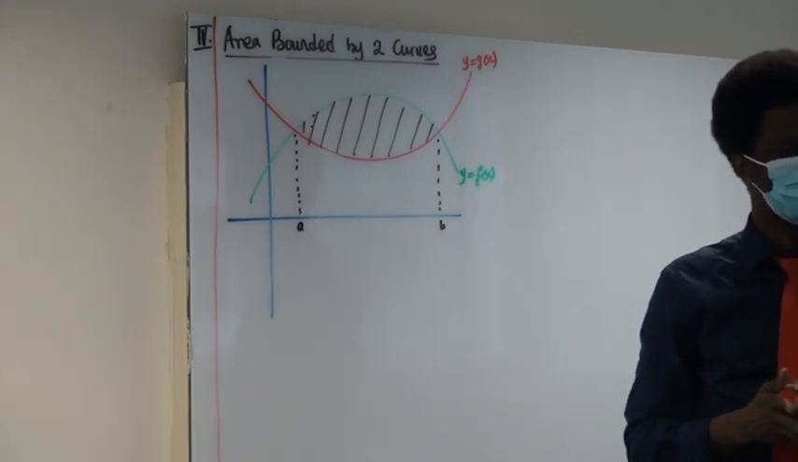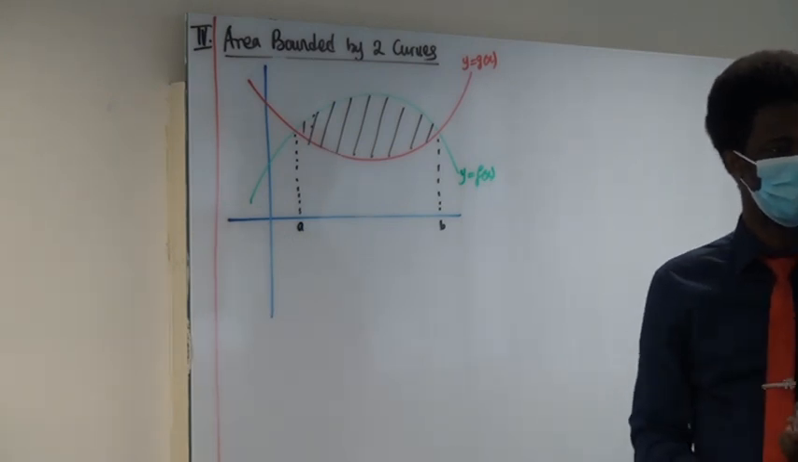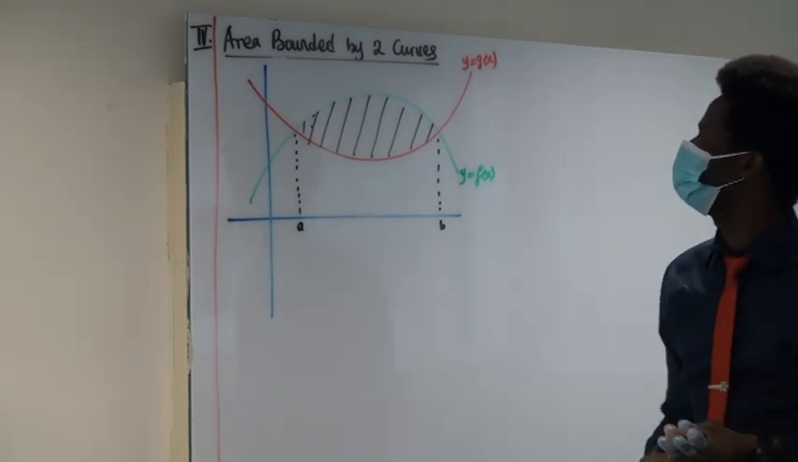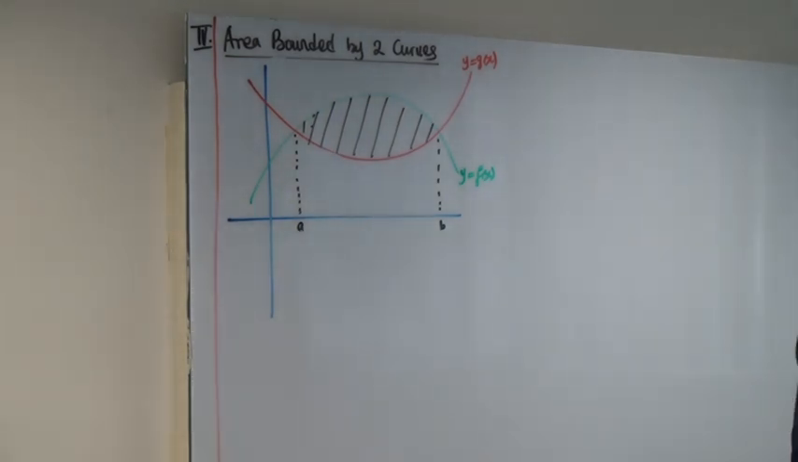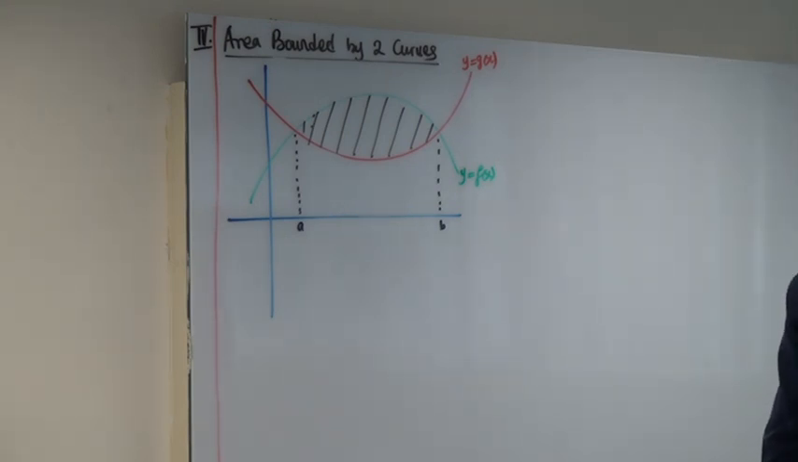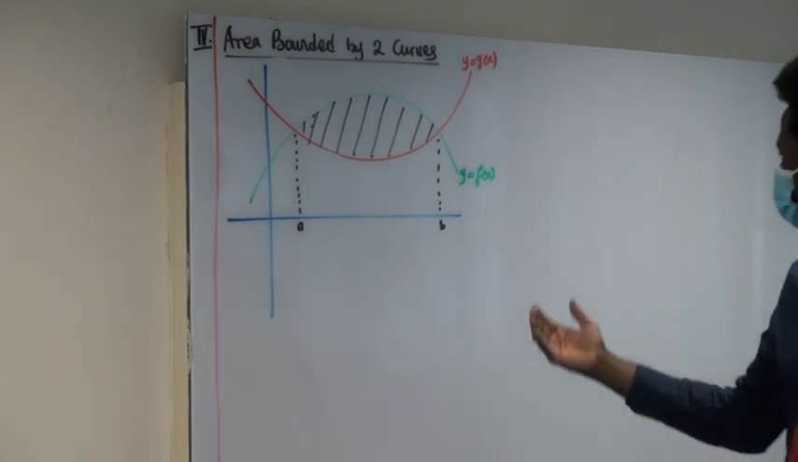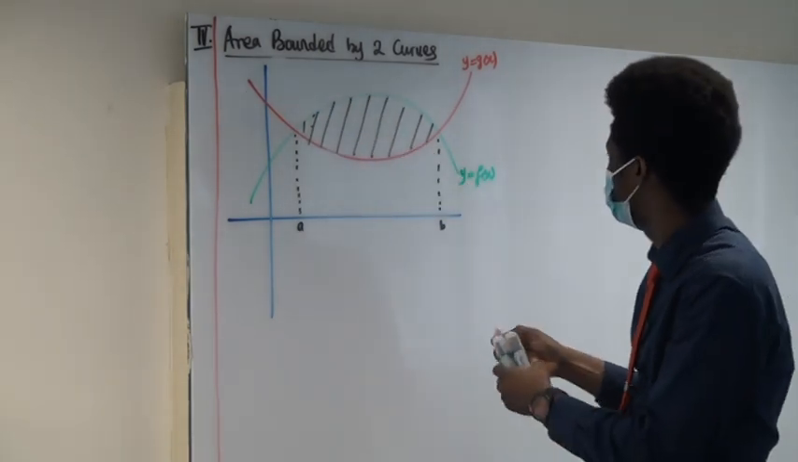For any function, you can find the area below the function and bounded by the x-axis. But in this case, I want to find the area of that shaded region. What would you advise? You take the area underneath f of x, and then subtract the area under g of x. Yeah, that's it.